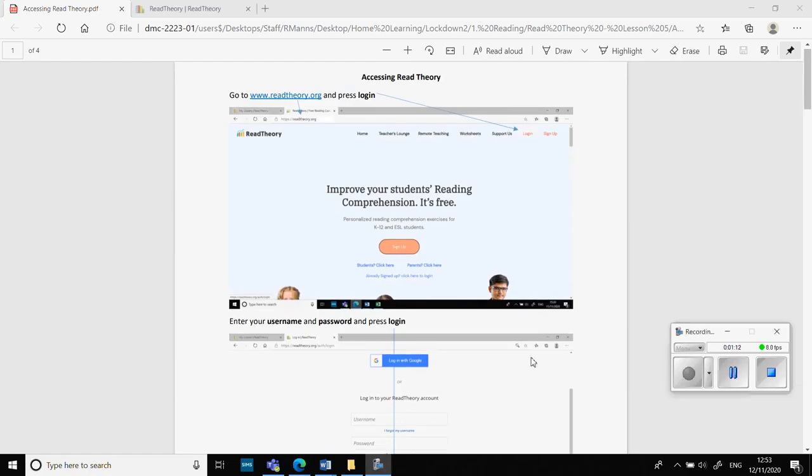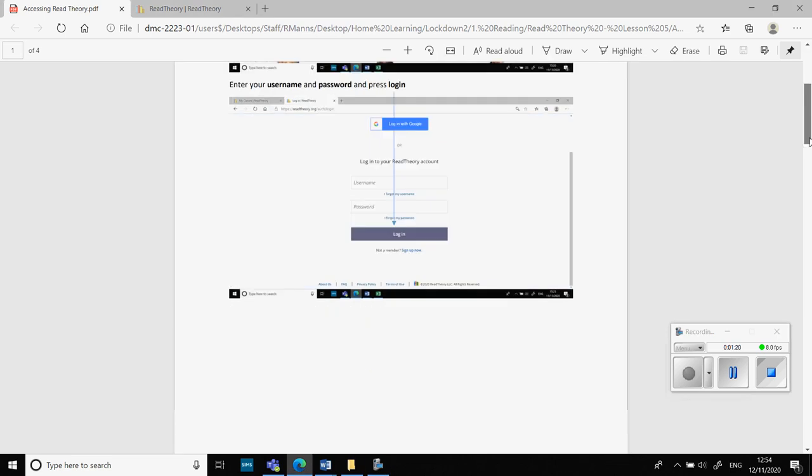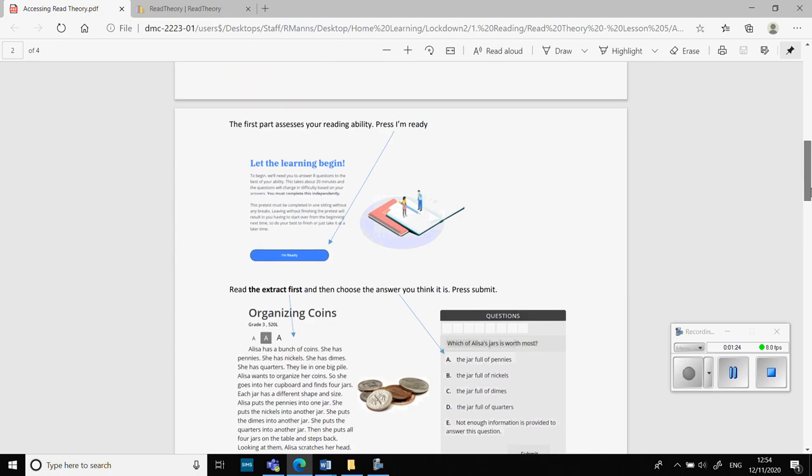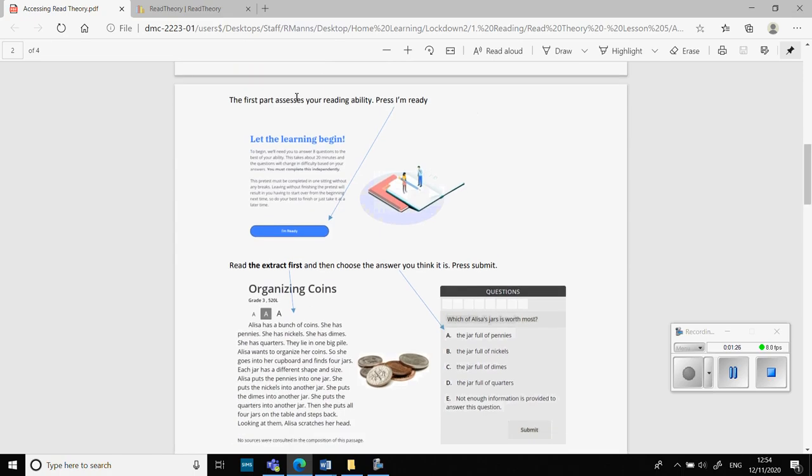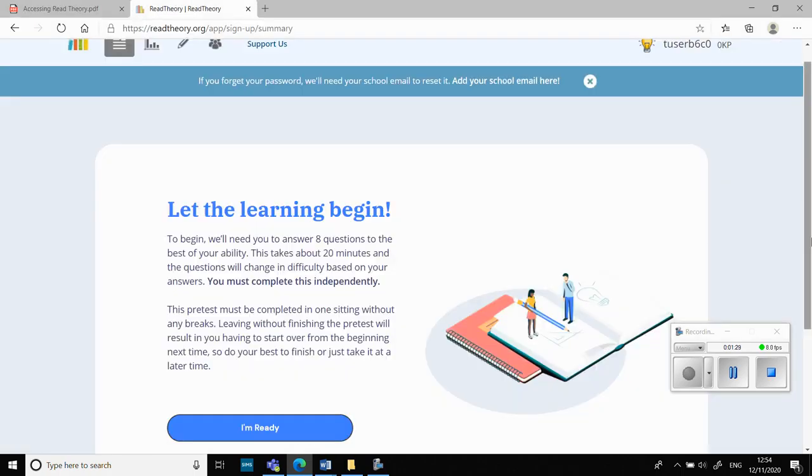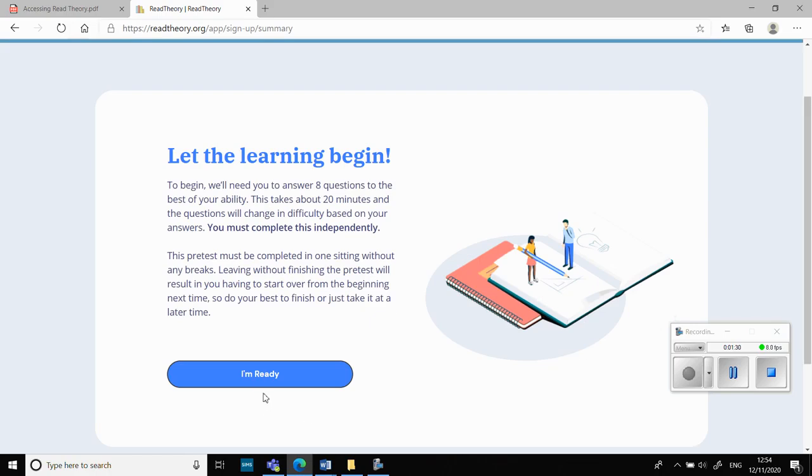So in terms of accessing it, you need to go to readtheory.org or type in Read Theory on Google and the website will come up, and press login. And then you put in your username and password and press login, and then you'll come to the first screen that assesses your reading ability. And I've got one here on a test account. It looks like this. It's 8 questions, takes about 20 minutes.